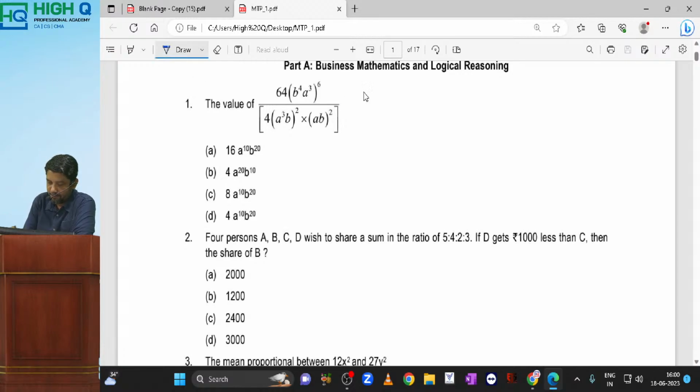Question number 1 from Indices. 64 into b power 4 whole power, b power 4 into a cube.